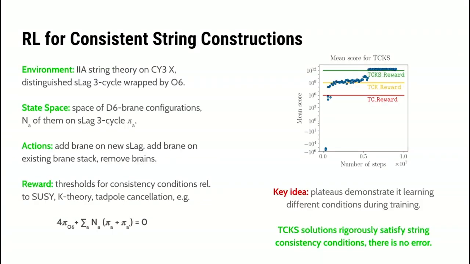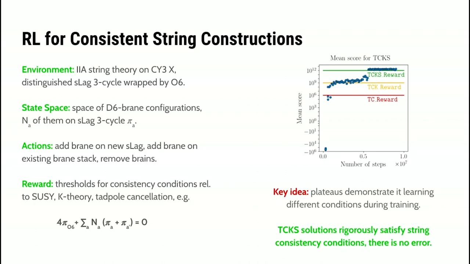As I mentioned, if you have some other environment that you care about, this is a general framework, so you can set it up. There was a paper that we put out in 2019 that used reinforcement learning to construct consistent string theories. There are some details that I am suppressing, but the basic idea, mixing the physics and the math a little bit, is that we had type 2A string theory on a Calabi-Yau threefold X. The definition of the environment involves a distinguished special Lagrangian three-cycle that's wrapped by an O6 plane.